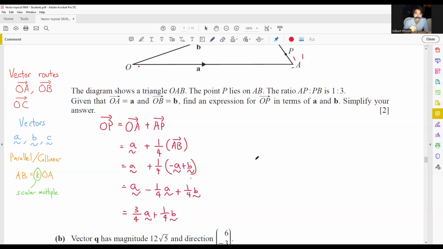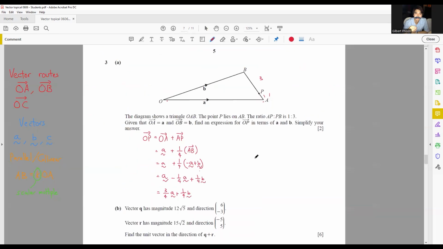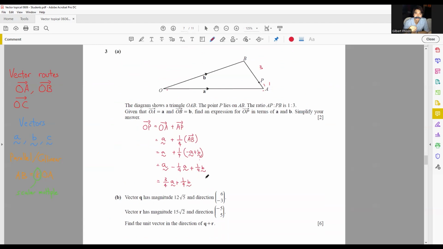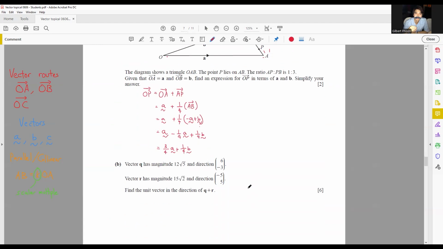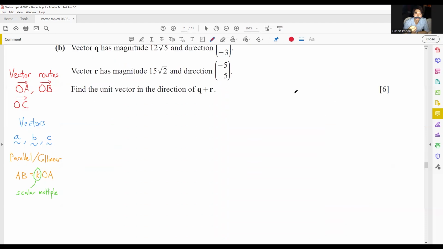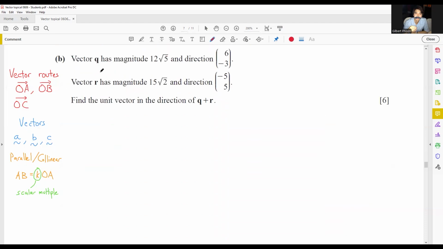Okay. Now, in the next question, vector Q has a magnitude of 12 root 5. This question is not related to the top part. Okay. So vector Q has a magnitude of 12 root 5 and direction of 6, negative 3. Vector R has a magnitude of 15 root 2 and direction of negative 5, 5. Find the unit vector in direction of Q plus R.